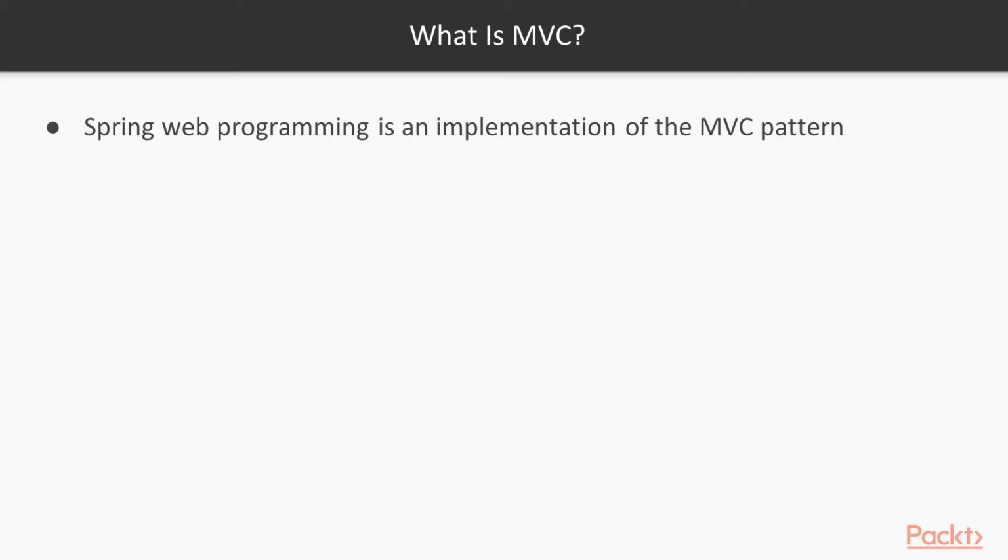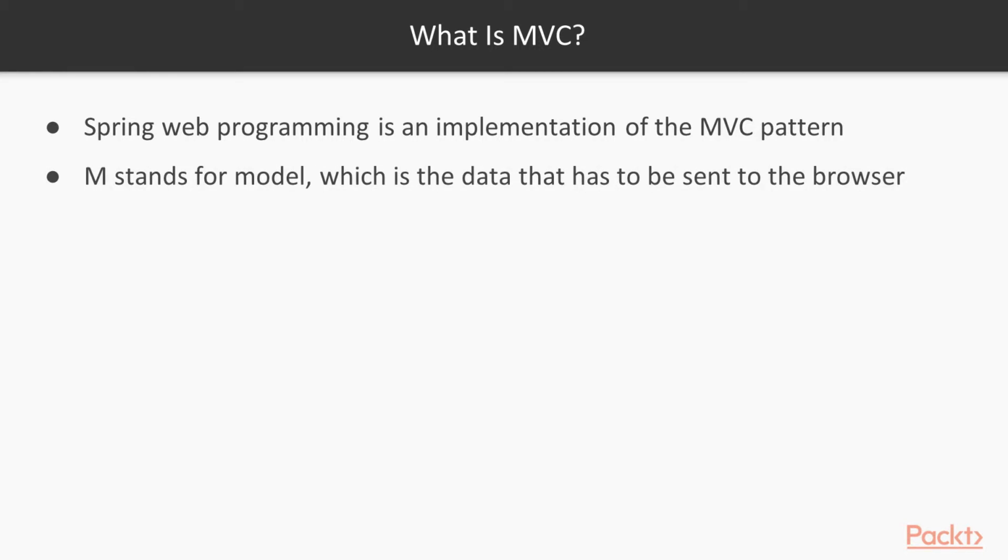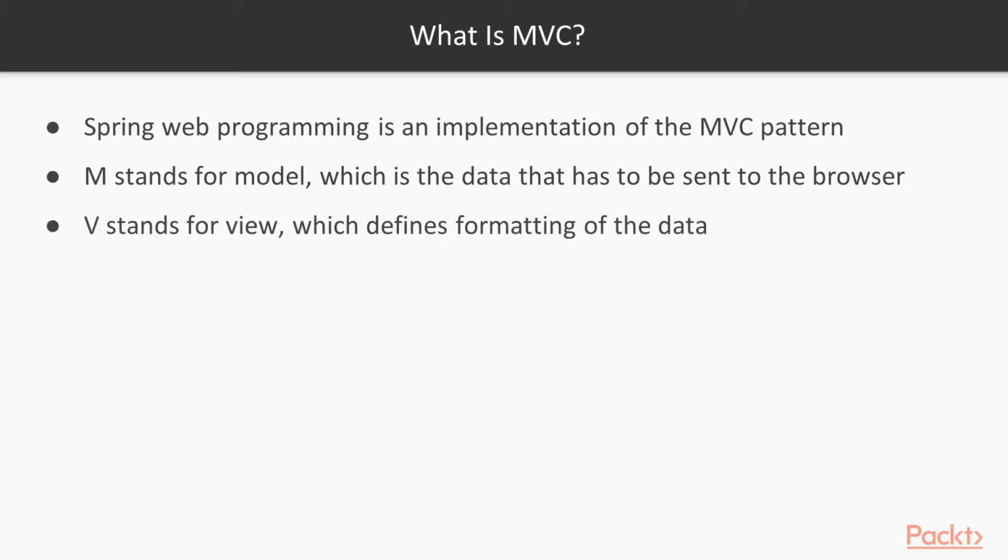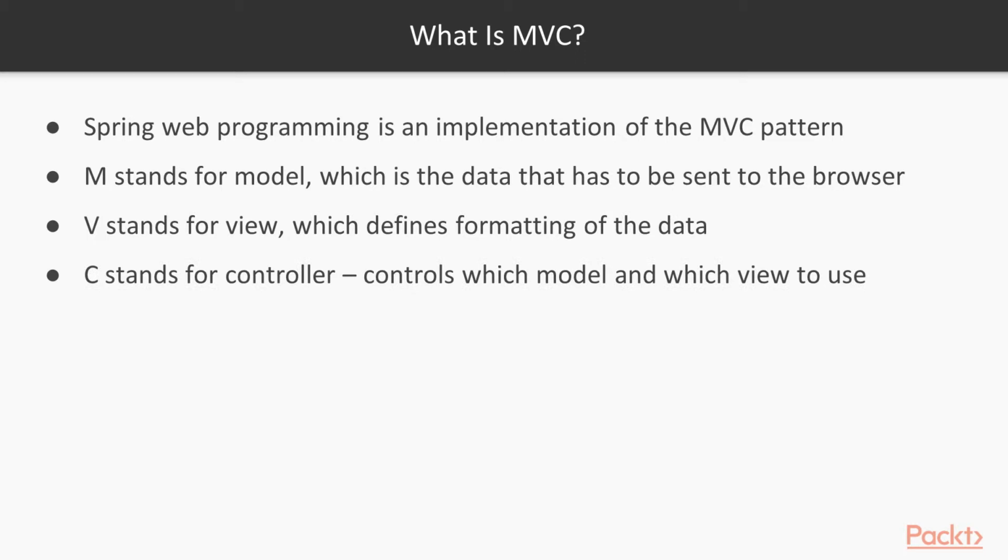So what is Spring? Spring is a web programming framework and an implementation of the MVC pattern. M stands for model, which is the data that has to be displayed or sent to the browser. V stands for view, which talks about how the data should be formatted for the visualization. And C stands for controller, which essentially controls the flow of the program, selects which model and which view to use to compose the data that we have to display for the client.